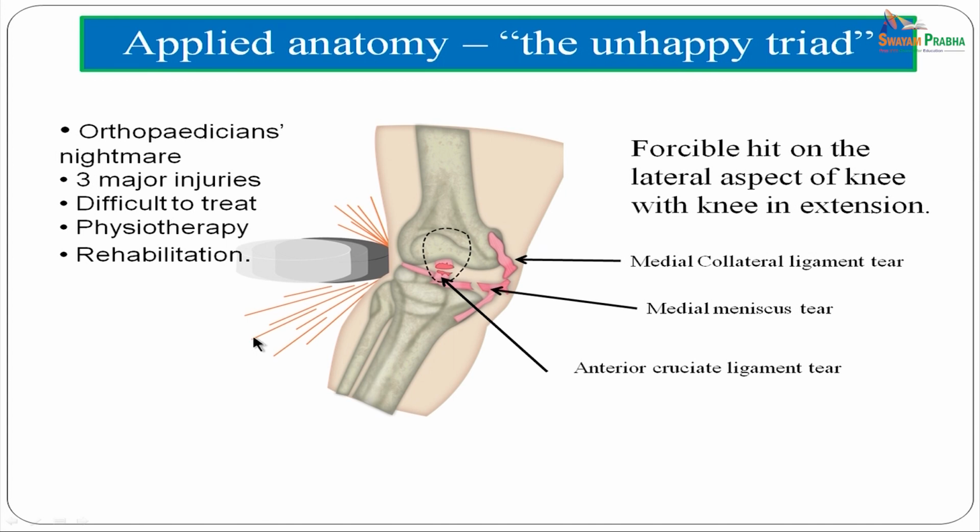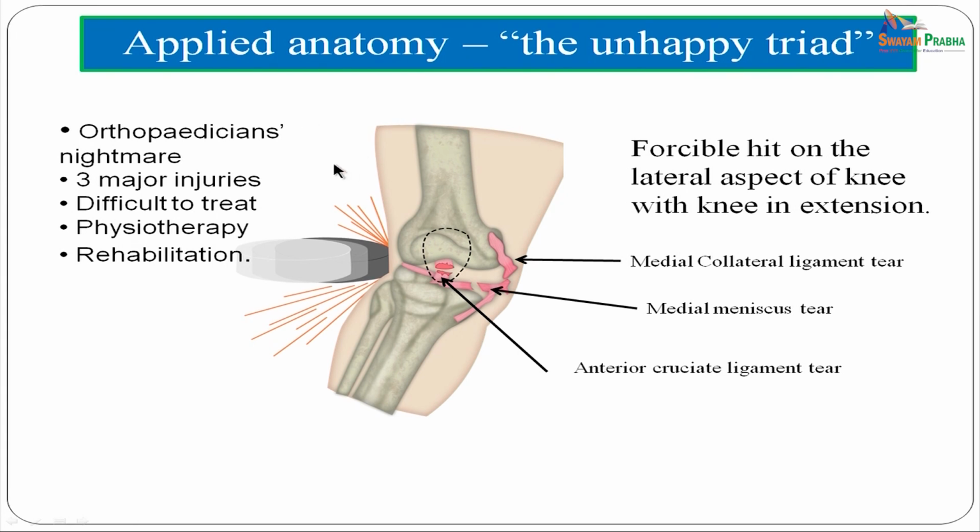The unhappy triad is a set of 3 injuries which occur together. This triad includes a tear of the medial collateral ligament, a tear of the medial meniscus, and a tear of the anterior cruciate ligament. This injury usually results from a forcible hit on the lateral aspect of the knee with the knee in extension. The first thing which happens is a tear of the medial collateral ligament. Since the medial collateral ligament is firmly attached to the medial meniscus, there is a resultant medial meniscal tear, and also the anterior cruciate ligament gets ruptured.